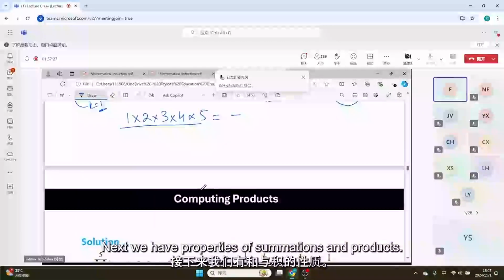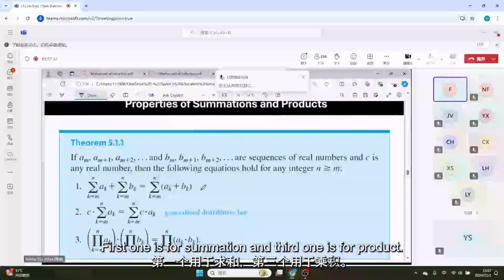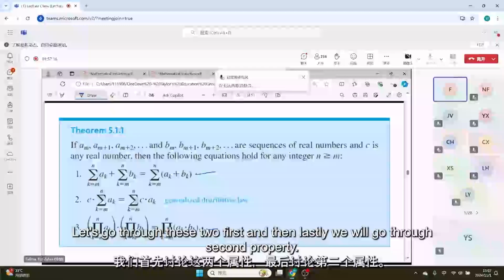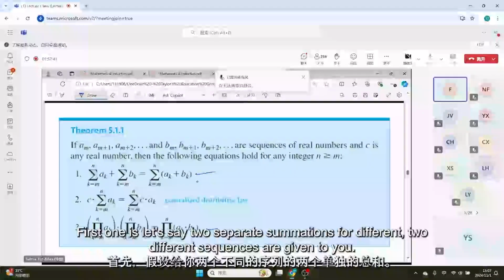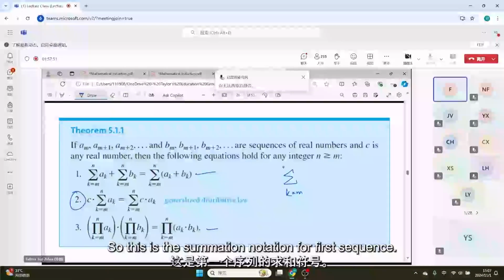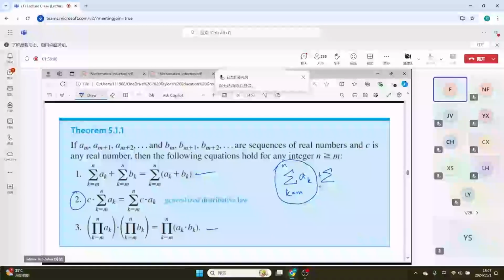Next, we have properties of summations and products. So there are 3 properties. First one is for summation and third one is for product. They are the same. Let's go through these 2 first, and then lastly we'll go through second property. First one is, let's say 2 separate summations for 2 different sequences are given to you. Okay, like this.